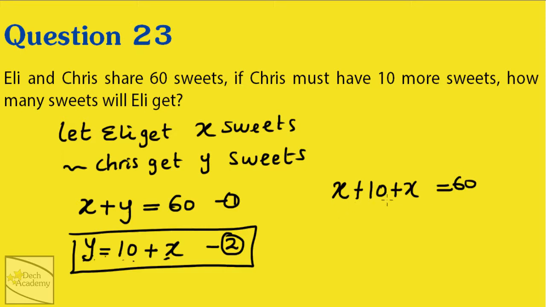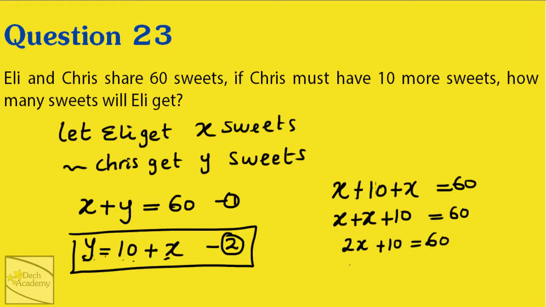It only involves X, so I'm going to simplify. I'm going to first rearrange. So that's X plus 10. What I've done is I've brought like terms together. X plus X is 2X, plus 10 is equal to 60.